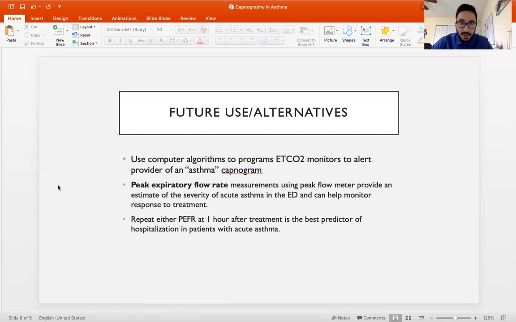You need a little bit of patient education. And also, in that Truchat et al. study, they found that PEFR is only performed correctly in 47% of cases. So it's not perfect, but it is the current gold standard. Additionally, you're going to repeat this PEFR at 1 hour, and that's your best predictor of hospitalization in patients with acute asthma.